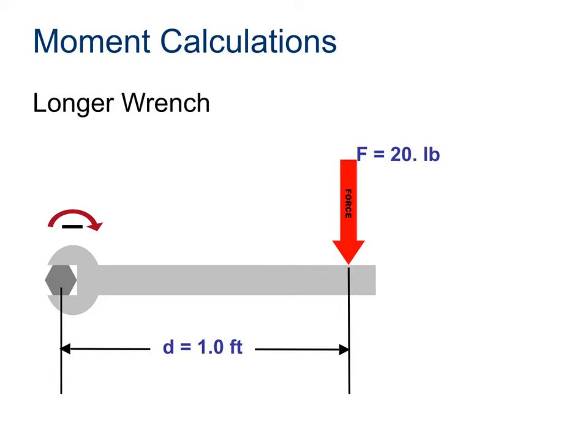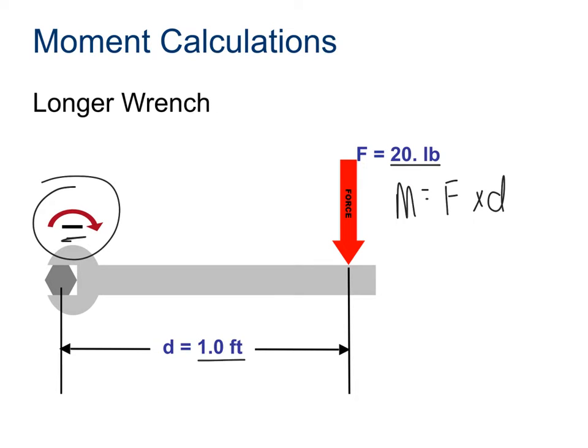All right, so we're going to try just a little bit longer wrench. If you notice over here, we're still moving in our clockwise motion around our pivot, so it is going to be a negative force. My formula is moment equals the force times the distance. And if I look at my force, it's in pounds, and my distance is now in feet, so I don't have to convert anything, so that's pretty awesome. So I'm going to do moment equals 20 times 1. That 20 is negative. My moment equals negative 20 foot-pounds.